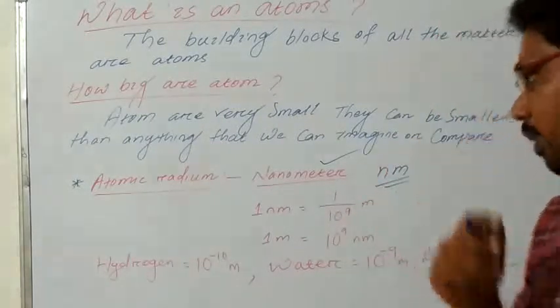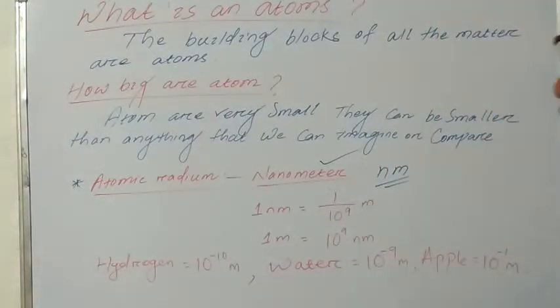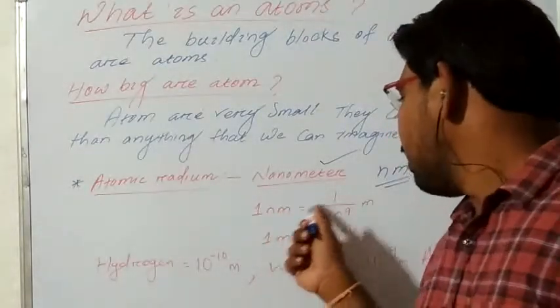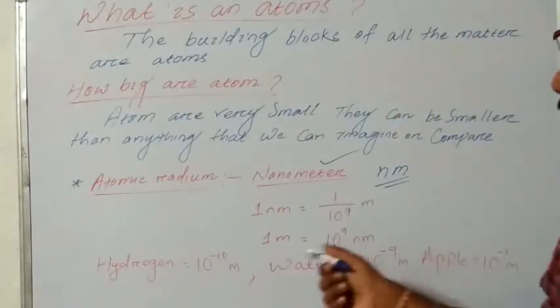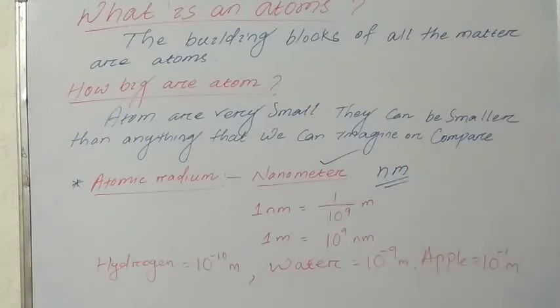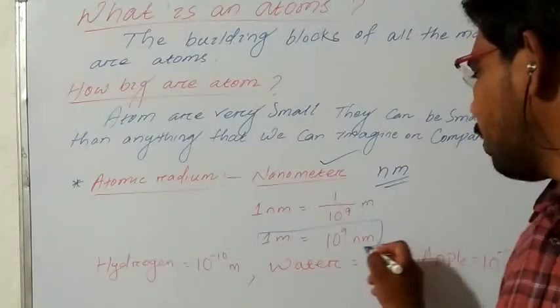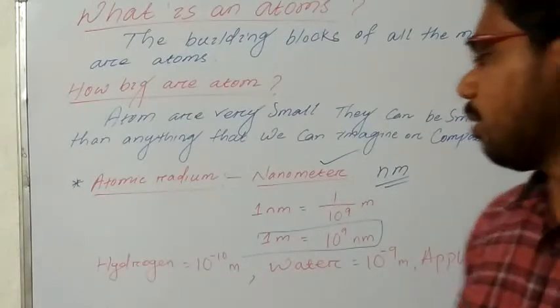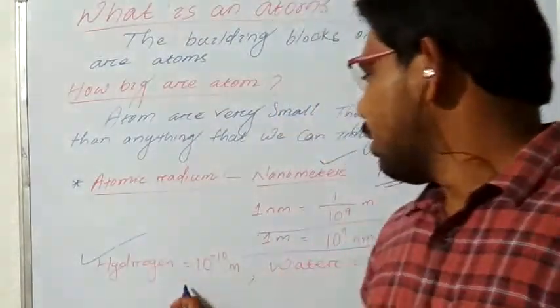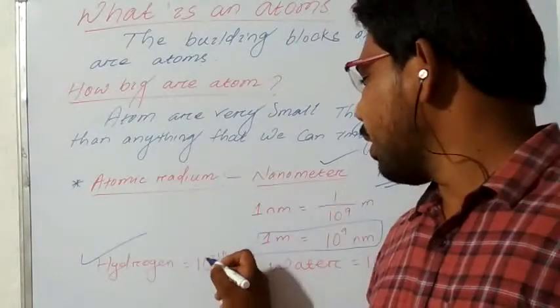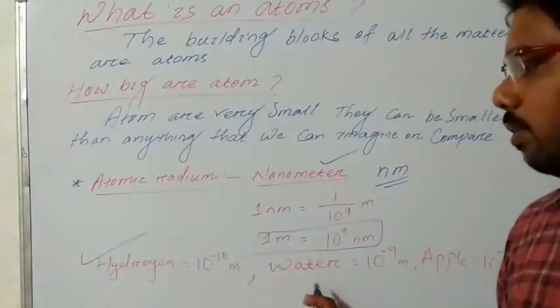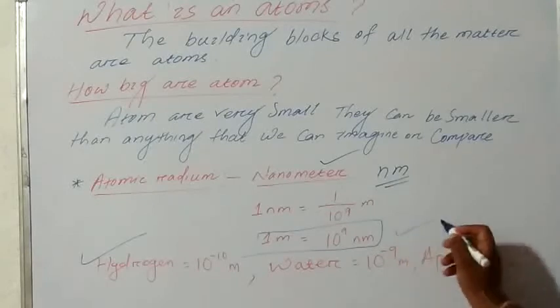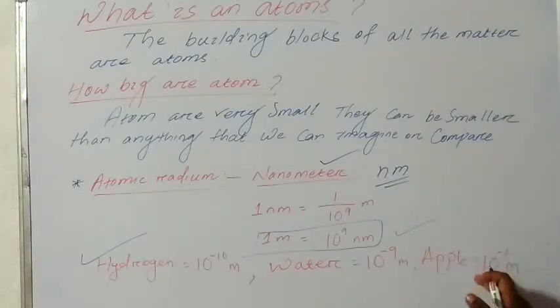For example, 1 nanometer is equal to 1 by 10 to the power 9 meters, or 1 meter is equal to 10 to the power 9 nanometers. This is important, and a short question can come on it. For example, the radius of hydrogen is 10 to the power minus 10 meters. Water is 10 to the power minus 9 meters. And the particles of an apple are 10 to the power 1 meters.